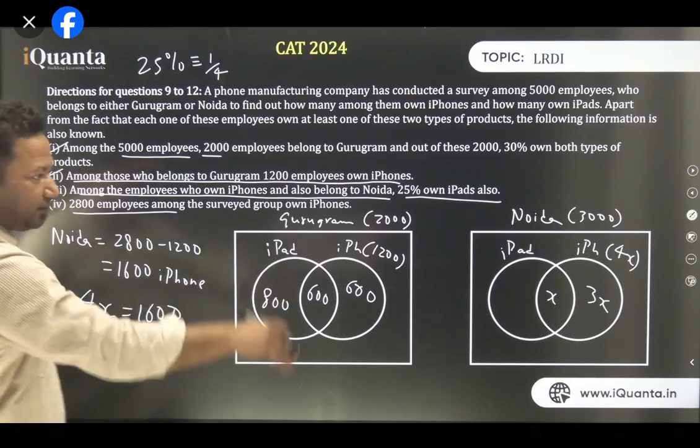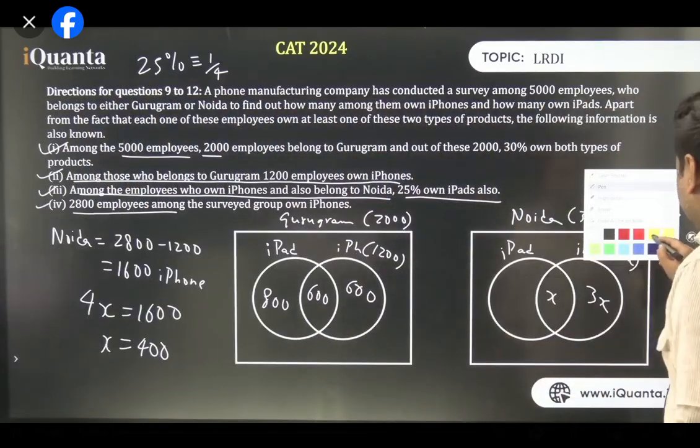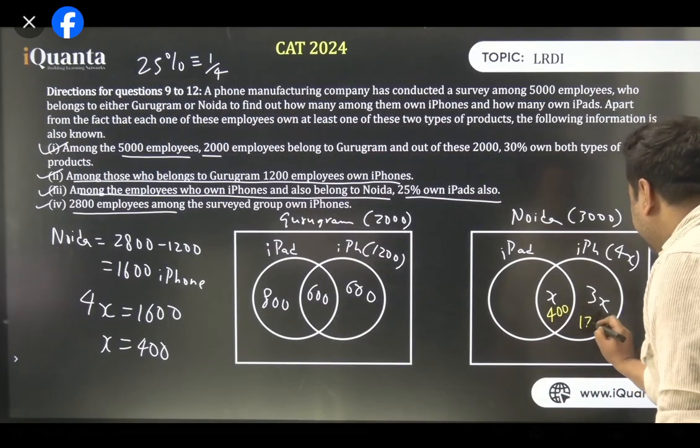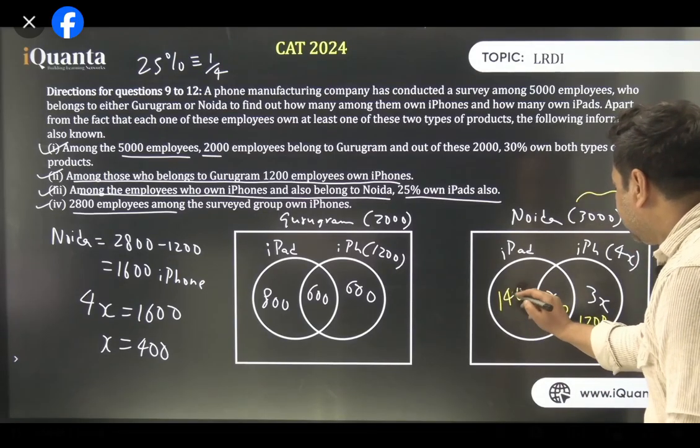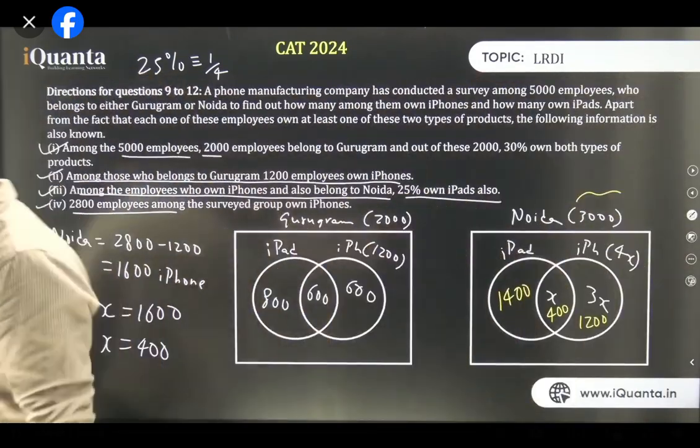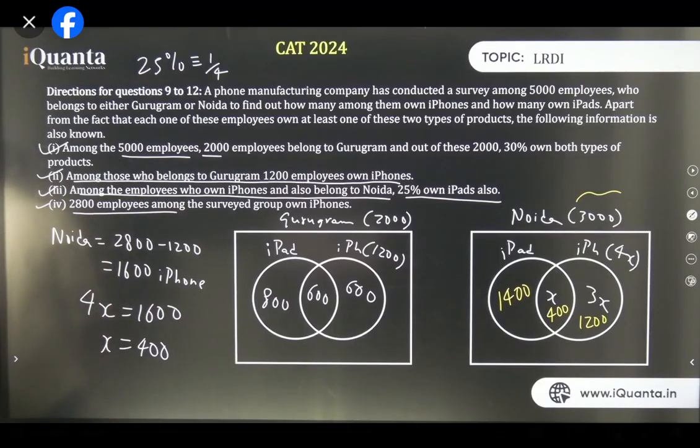So I'll replace all of it. X is 400. This is 400. This is 1,200. 1,200 plus 400 is 1,600, overall 3,000. So this will be 1,400. And we have solved this set. All right.